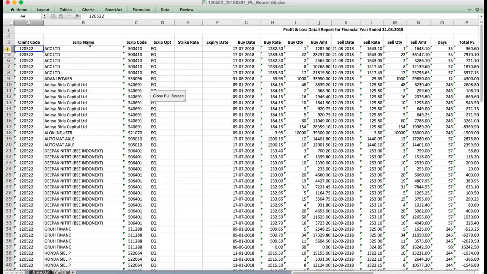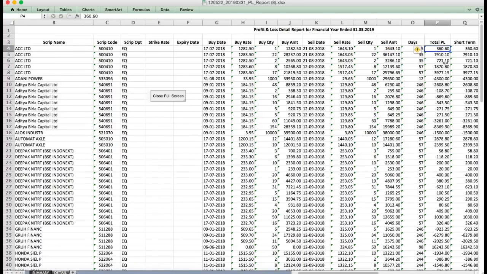Script name, script code, at what date you have purchased the particular script, what rate you have purchased it at, how much quantity you have purchased, and what the buy amount is. In the same way, you will see the sell date, sell rate, sell quantity and the days. For example, if I have purchased something today and I am selling it after 35 days, it will show you the days as 35. This is nothing but how much period of time you have held that particular script in your account.